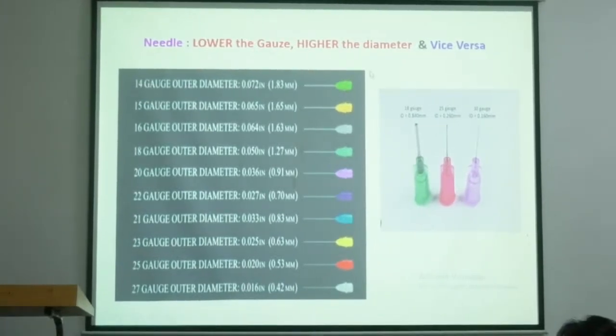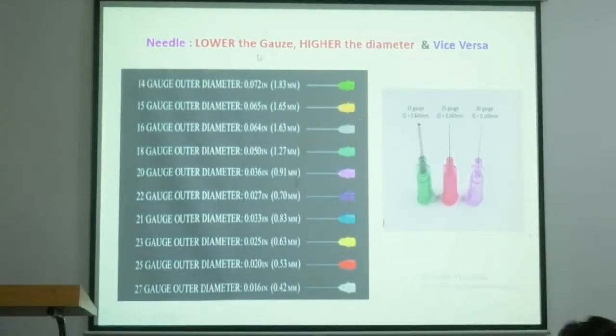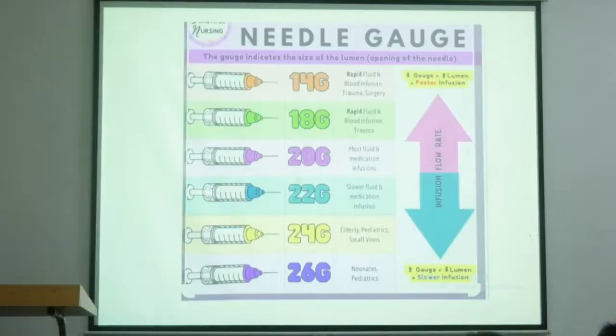So as I told you, it is available in several forms. Lower the gauge, higher the diameter. If you see the caliber, for 24 gauge the outer diameter is 1.83 millimeter, and for 27 it is 0.42. So lower the gauge, higher the diameter, and vice versa. Normally for blood collection we use 23 gauge or 24 gauge. 21 gauge can also be used. For giving injection 24, 25 because pain will be less.